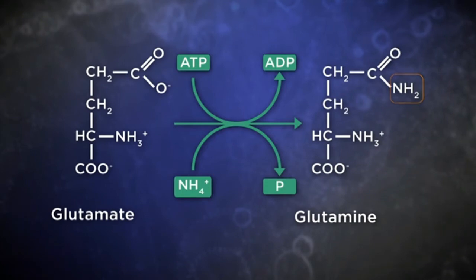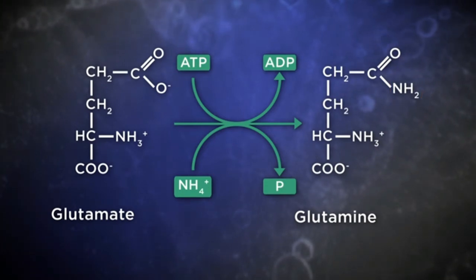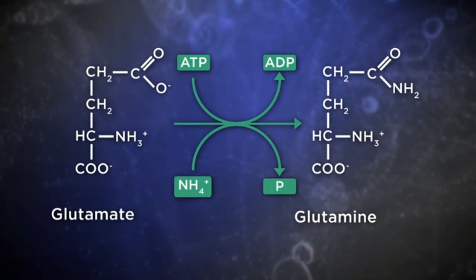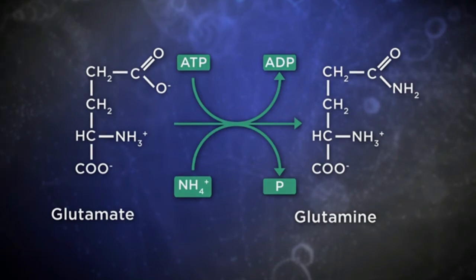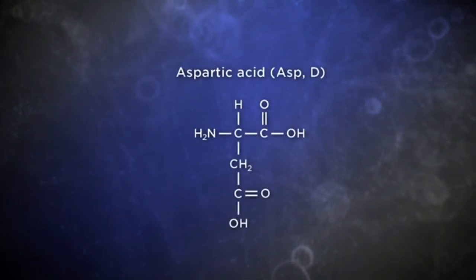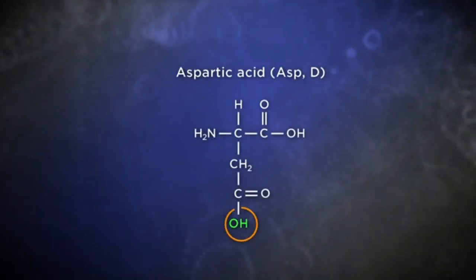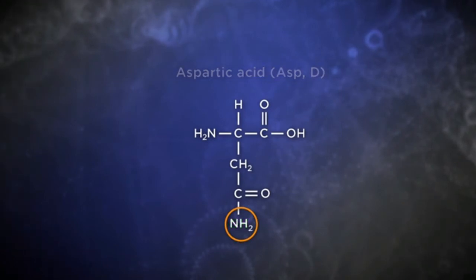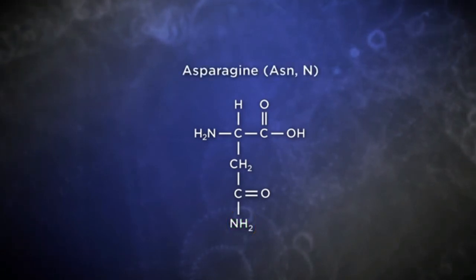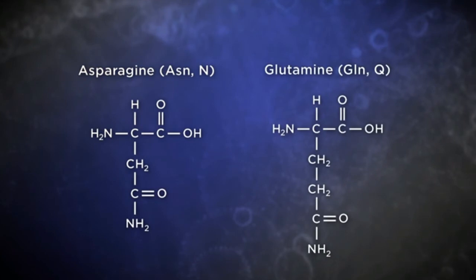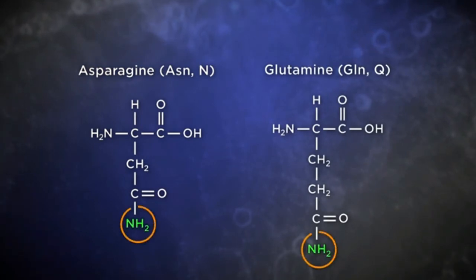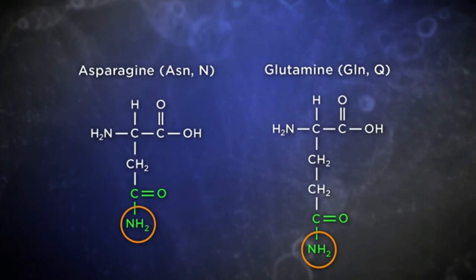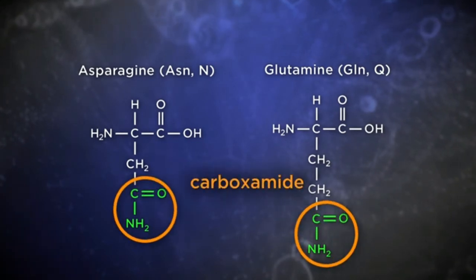The ability of glutamate to accept ammonia in this way is important for removing toxic ammonia from the brain, because glutamine is a rare amino acid that can cross the blood-brain barrier. In the same way, aspartate can swap out the OH hydroxyl and add an amine to become asparagine. Both asparagine and glutamine are uncharged amino acids, where the amine attached to the C double bond O creates a slightly polar group we call a carboxamide.